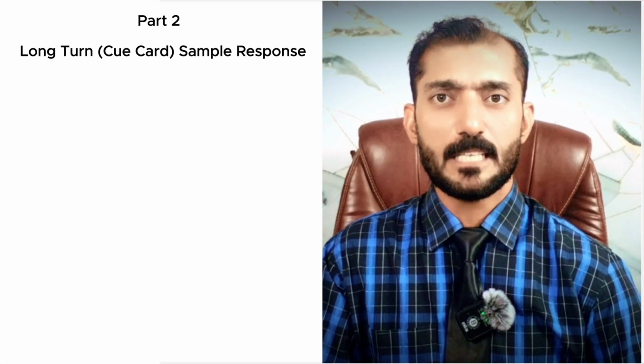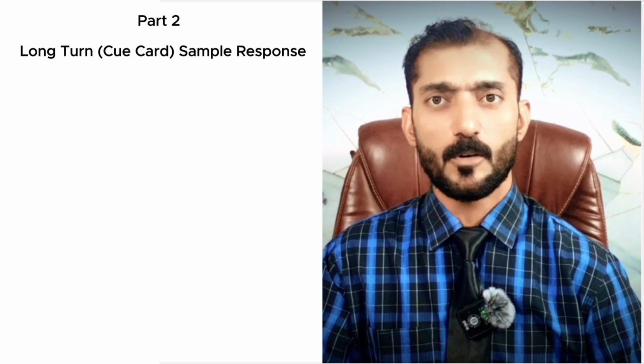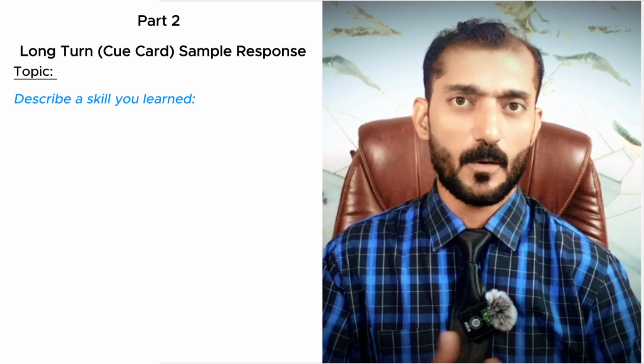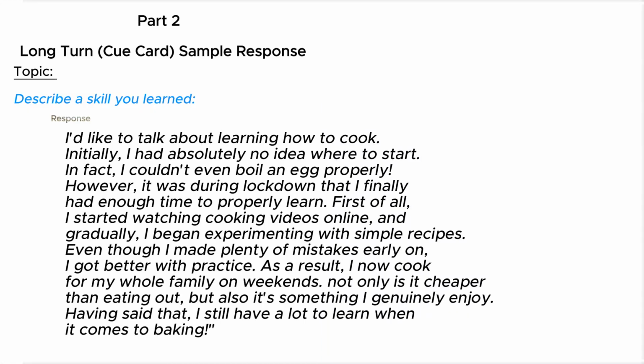Using connectors in long speech is even easier, such as this response to the given topic. The topic says describe a skill you learned, and the response says I'd like to talk about learning how to cook. Initially, I had absolutely no idea where to start. In fact, I couldn't even boil an egg properly. However, it was during lockdown that I finally had enough time to properly learn. First of all, I started watching cooking videos online and gradually I began experimenting with simple recipes.